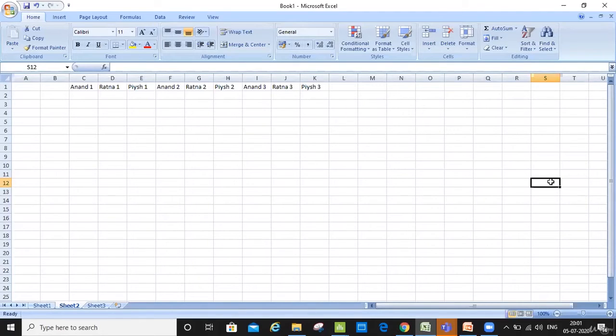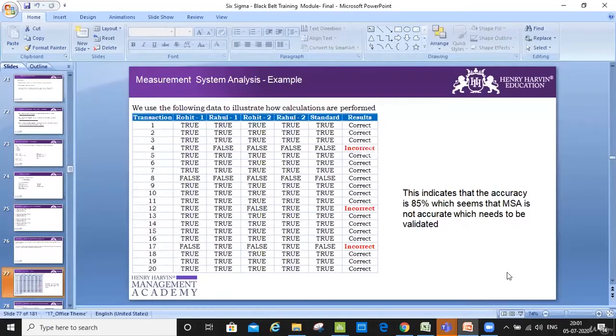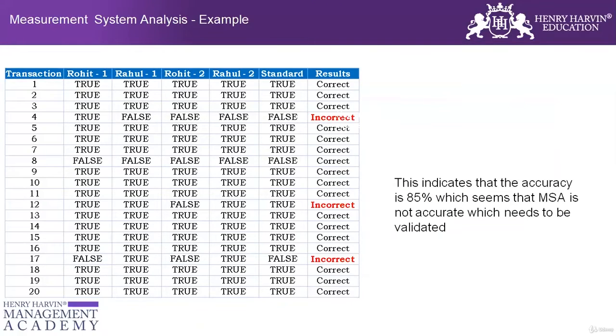I have a question. Is there any standard that for this many appraisers the trial should be this many? As far as manufacturing is concerned, when we consider 2 appraisers, then the trial should be 2, and if it is 3, then it should be 3 trials. Is there any standard like that?